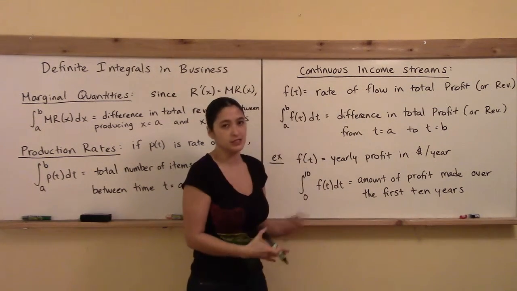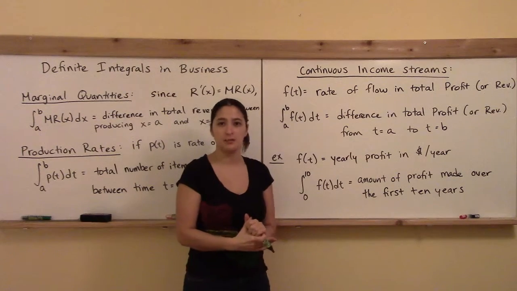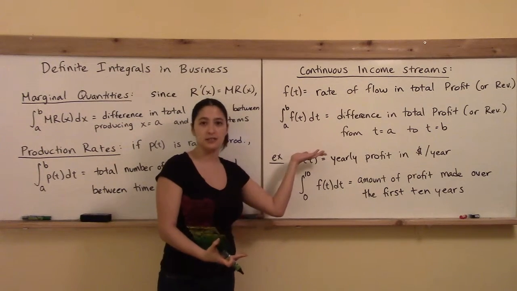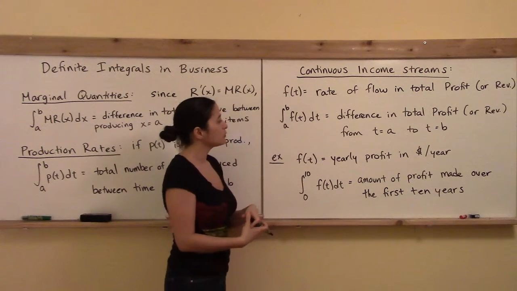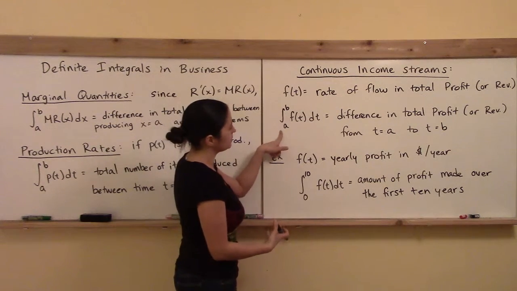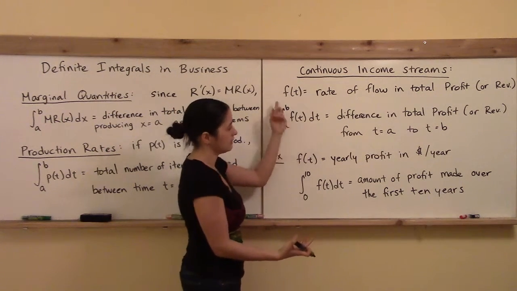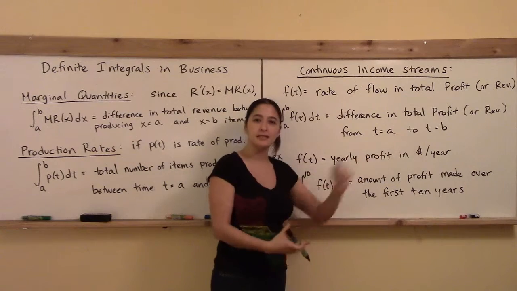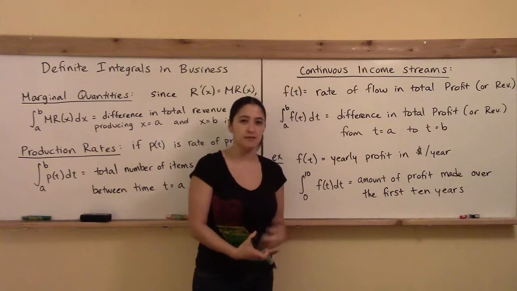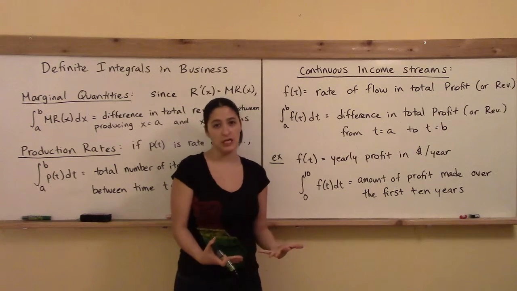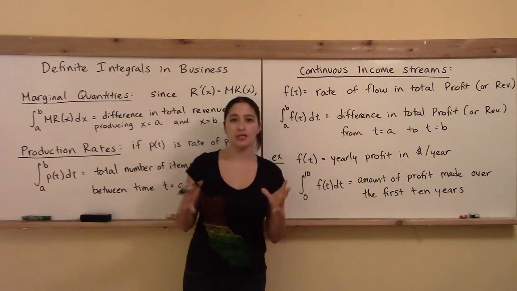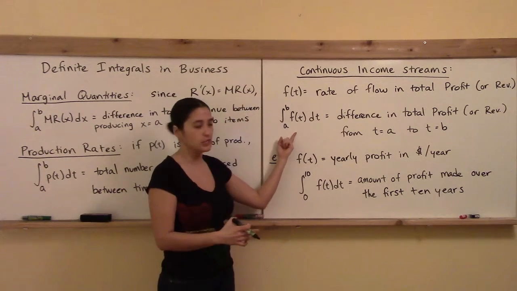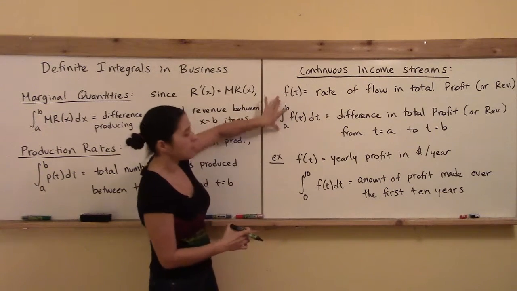Alright, so some businesses, just the rate of change of their total quantity may just change in time. And when you integrate that rate of flow, that's going to be the difference in the corresponding total quantity evaluated at the endpoints. So the integral from A to B of the rate of flow in total profit, let's say f of t is total profit, is going to be the difference in total profit from time t equals A to time t equals B. So if you're ever given a rate of change, and the question says, now how much did I do over this certain time period, they're just asking you to integrate that rate of change where you put the bounds on the integral.